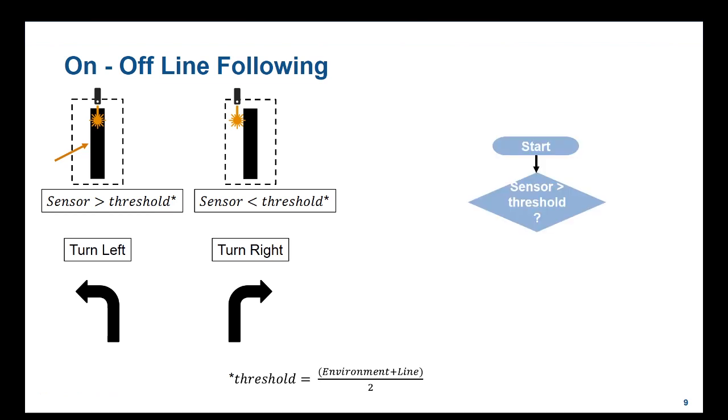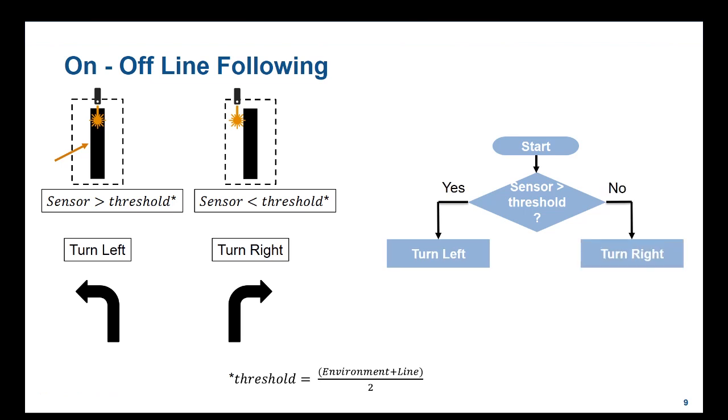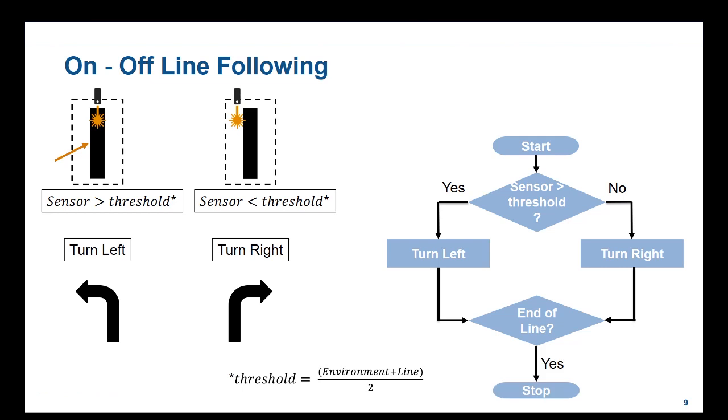We first check if the sensor value is greater than the threshold. If yes, we turn left. Else, we turn right. We then check the condition for the end of the line. This could just be the distance traveled or the time taken or any other condition that signifies the end of the line. If the end of the line is reached, we stop the algorithm. If it is not reached, we keep repeating the process of turning left or right. Since the algorithm keeps shifting between these two states, it is called an on-off control.